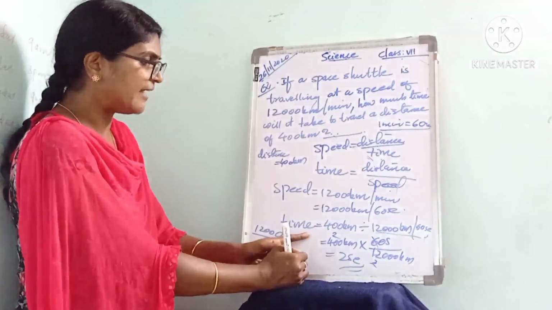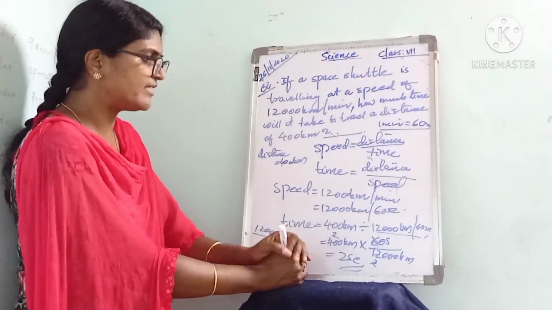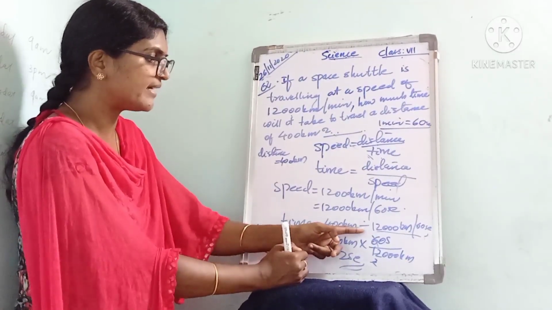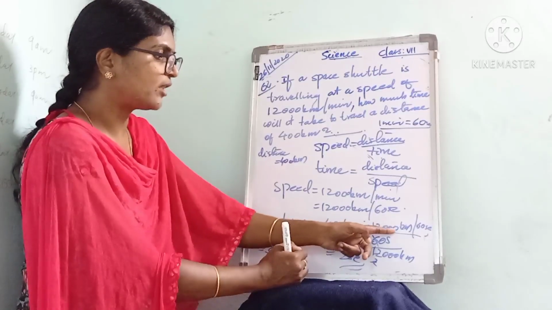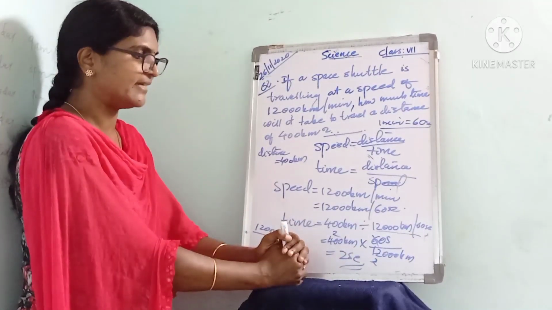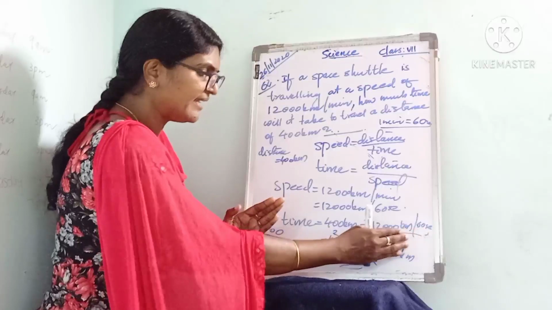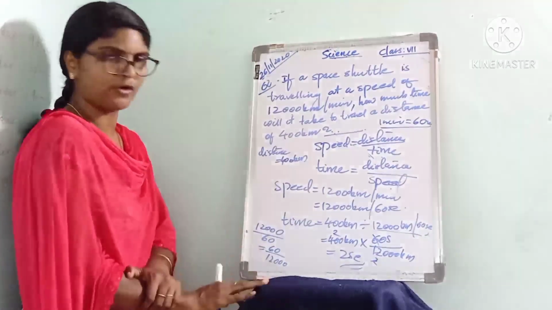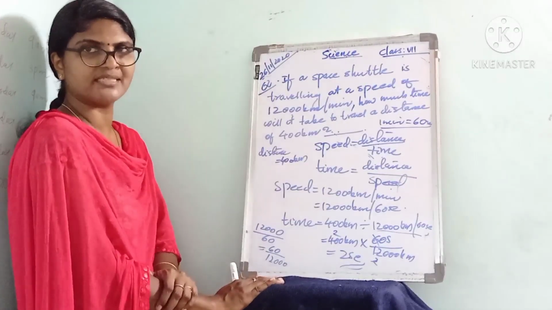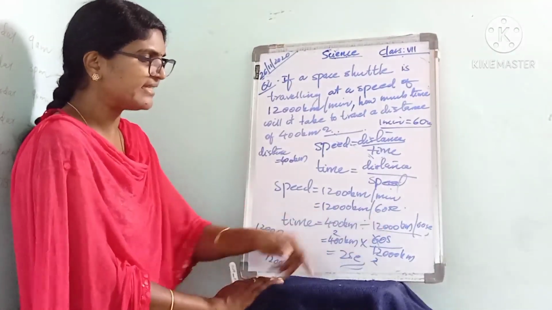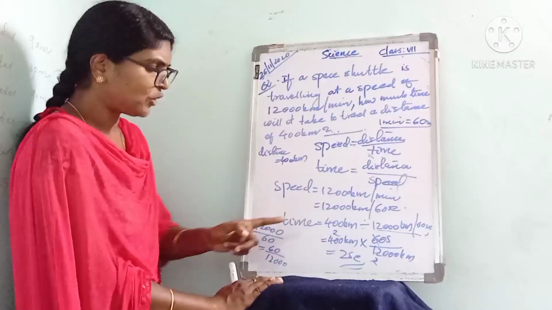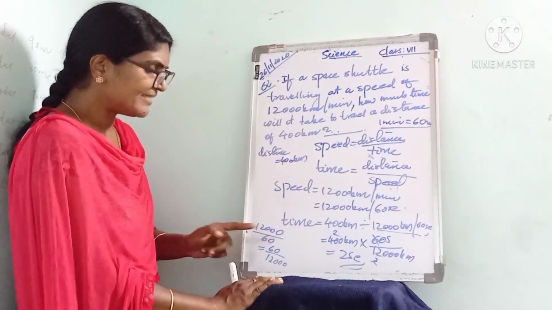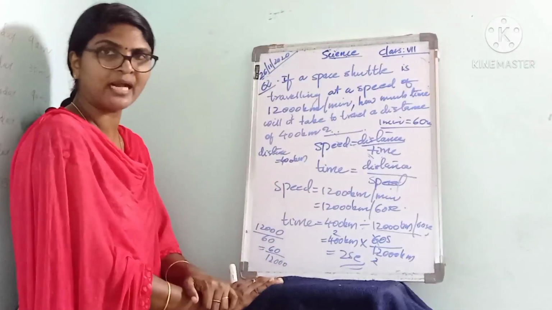Listen it. Then time is equal to distance by speed. That is 400 kilometer by this one, 12,000 kilometer per 60 seconds. Then we separately take 12,000 by 60. Okay. Then take the reciprocal. Then 60 by 12,000. Then instead of dividing this, we can take the reciprocal of 12,000 by 60 and multiply with the 400.